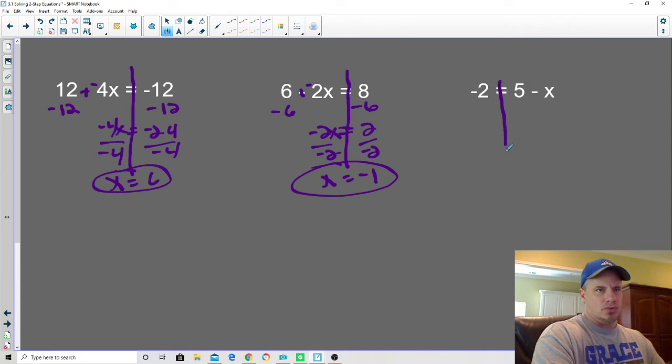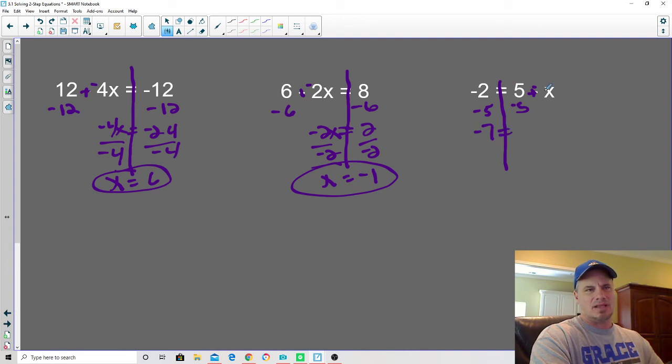Negative 2 equals 5 minus x. We're going to keep it, change it. First, we're going to get rid of the 5. That's a positive 5. It's not a negative 5. The x is negative. This is a positive 5. I want the opposite underneath. That's a negative 2 and a negative 5, which is negative 7. Bring down this negative x.